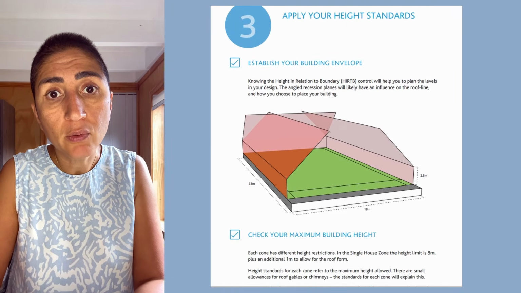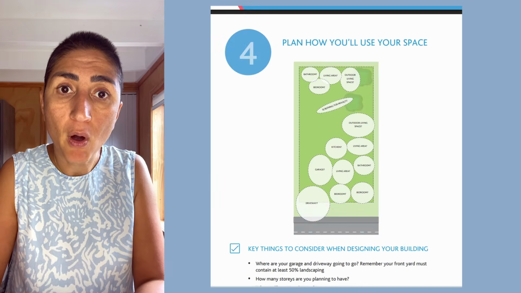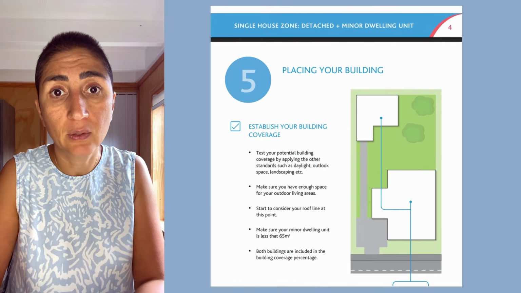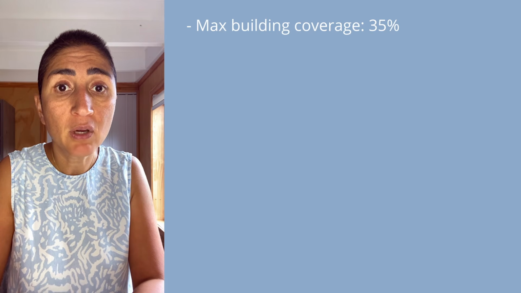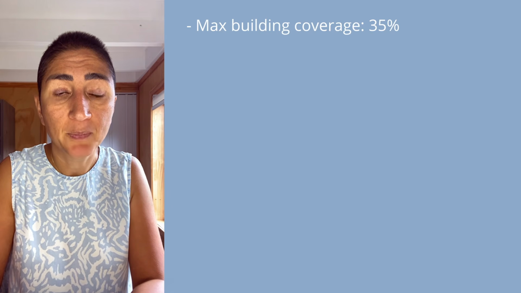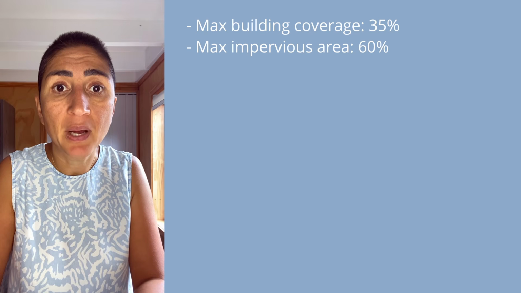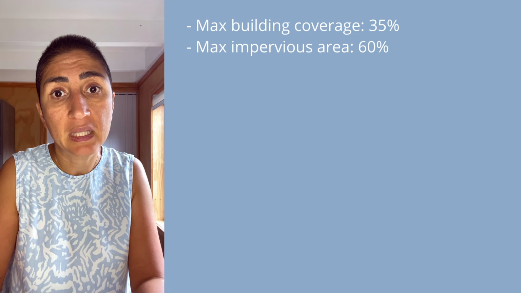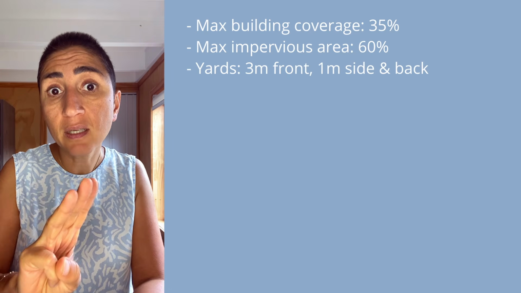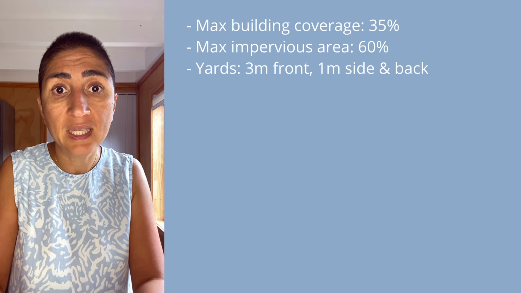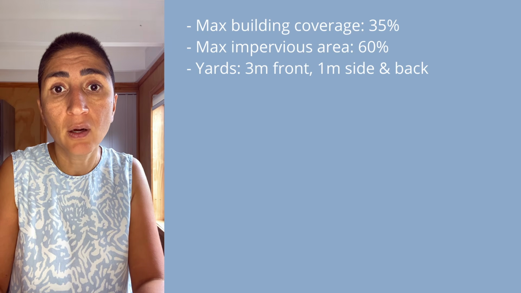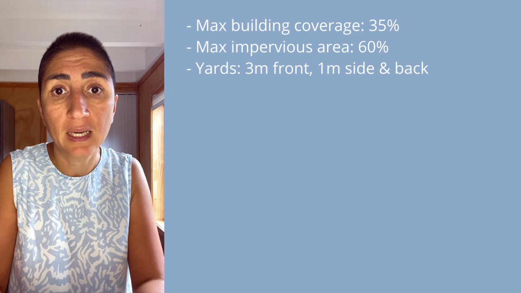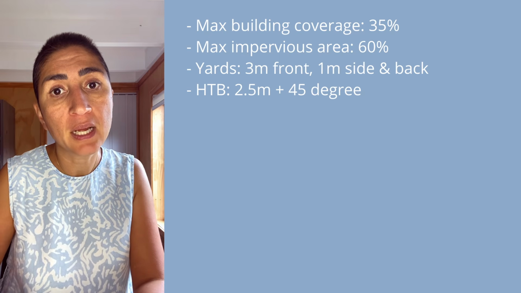Looking at the zone rules, these are some important parts of the zone rules that we need to comply with. Number 1, maximum building coverage. In our example, this is 35%. Number 2, maximum impervious area. In our example, this is 60%. Number 3, yard, or what some people call setback. In our example, the front yard is minimum of 3 meters and the side and back yards are a minimum of 1 meter. Number 4, height in relation to boundary.